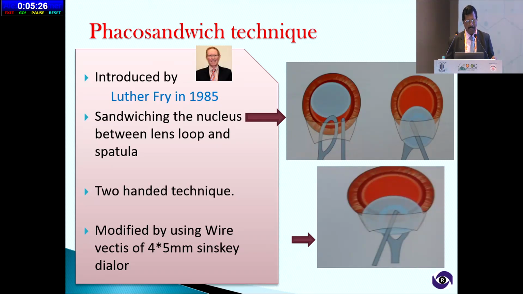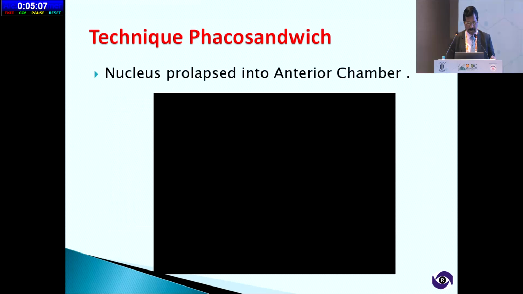It was introduced by Luther Fry in 1985, sandwiching the nucleus between the lens loop and spatula, and it is a two-handed technique. It was modified by using a wire vectis instead of the spatula. You can use the wire vectis so that you can visualize what you are pulling out from the eye. So this is the technique.